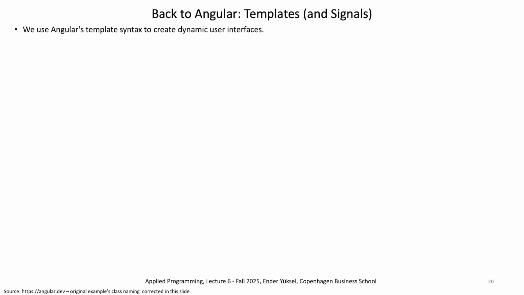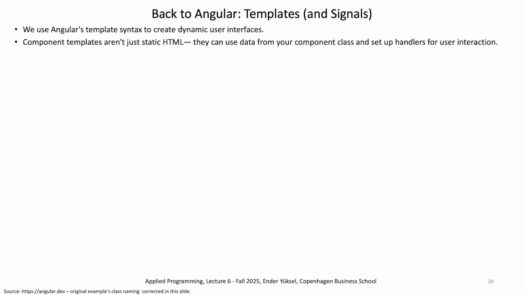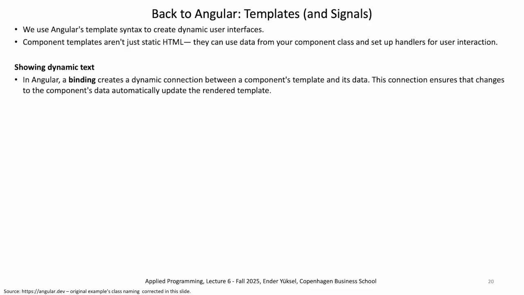We use Angular's template syntax to create dynamic user interfaces. Component templates aren't just static HTML. They can use data from your component class and set up handlers for user interaction. Showing dynamic text. In Angular, a binding creates a dynamic connection between a component's template and its data. This connection ensures that changes to the component's data automatically update the rendered template.